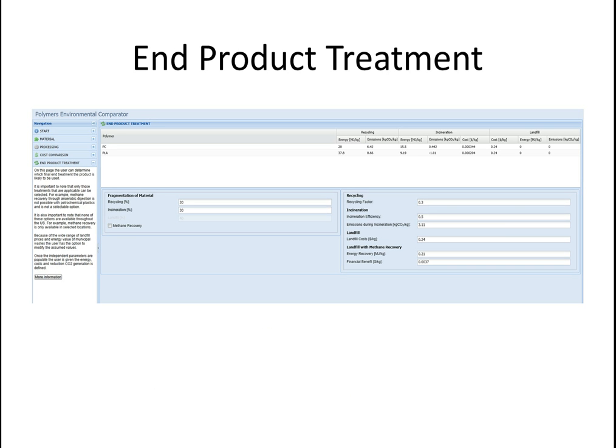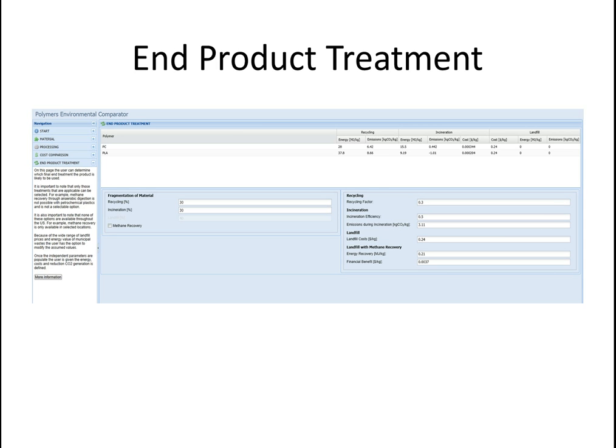The last page that needs to be populated is the end product treatment. In this page, you need to determine what will happen to the product once it is no longer needed. Will it be sent to the landfill, and if so, will it decompose into methane gas? Or will the product be burnt for fuel? Or will some or all of the product be recycled? Because various pathways greatly affect the impact of the product, all of these values can be easily modified.